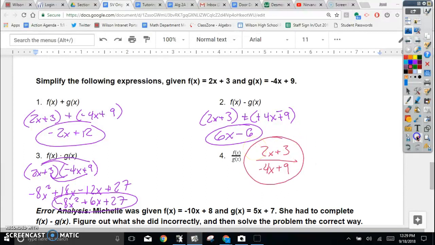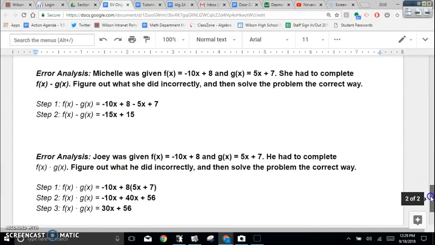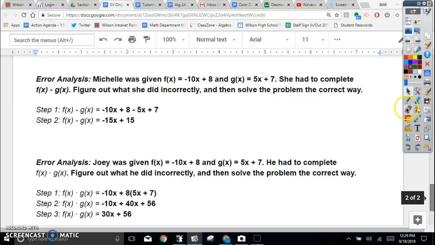All right. Now we have to read critically in the bottom and analyze what's going on here. So we have to figure out, okay, Michelle was given f of x is negative 10x plus 8, g of x is 5x plus 7. She had to complete f of x minus g of x, figure out what she did incorrectly, then solve the problem. So we have to do f of x, which would be negative 10x plus 8, let's use parentheses here, minus 5x plus 7. So we have to distribute this minus in. So it would be negative 10x plus 8 minus 5x minus 7.